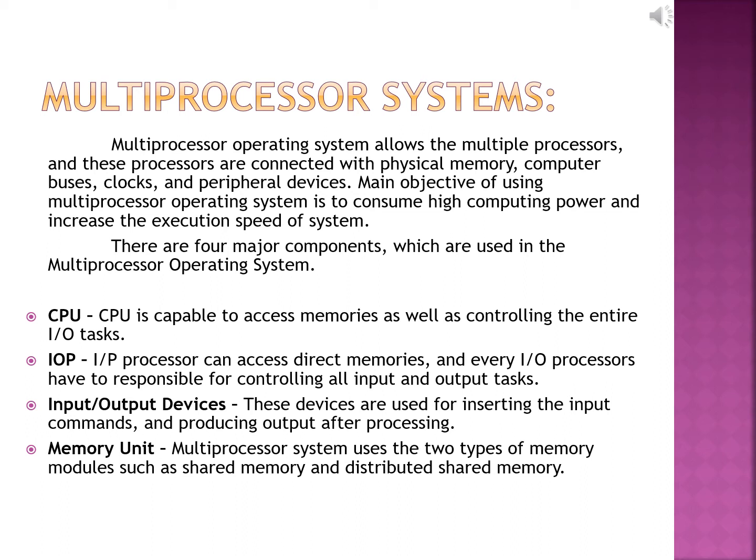Those are CPU, input output system, input output devices, memory unit, and input output processors. Now, what is CPU? CPU is capable of accessing memories as well as controlling the entire input output tasks. And what is an input output processor? An input output processor can access direct memories, and every input output processor is responsible for controlling all input and output tasks.